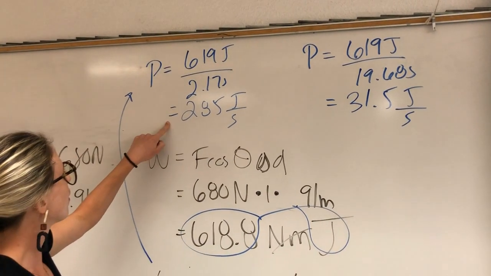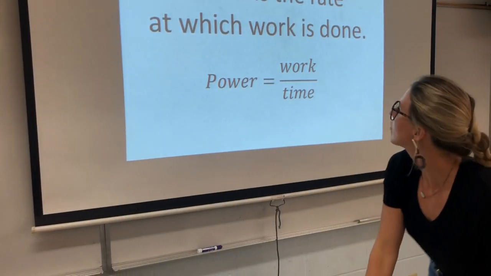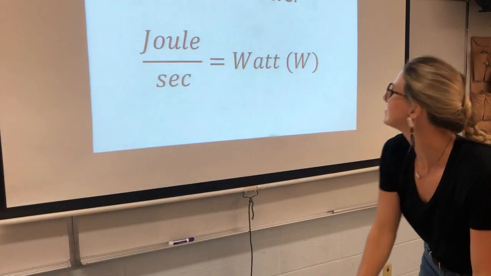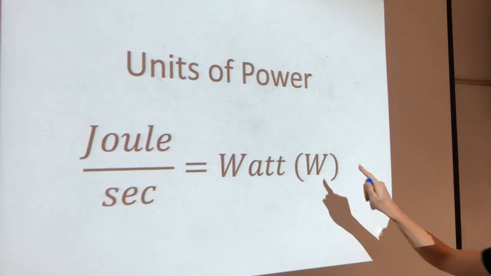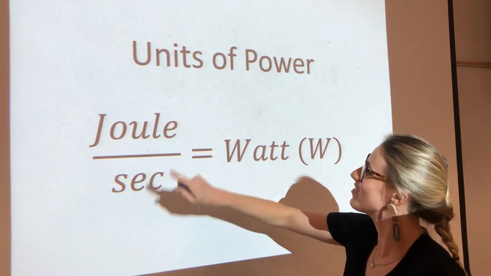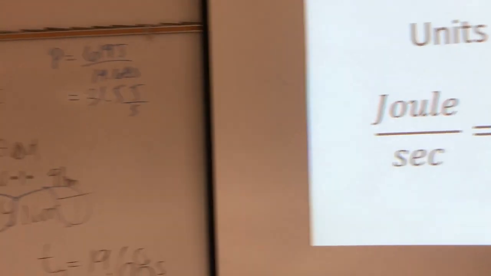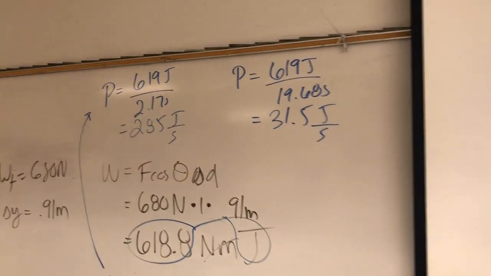Okay, so which one had more power? Well, the one where you went up fast. Yeah, I needed more power to go faster. The rate at which work is done. More faster, more power. Units of power, as we just saw, watt. A watt is joules over seconds. So it's 285 watts and 31.5 watts.